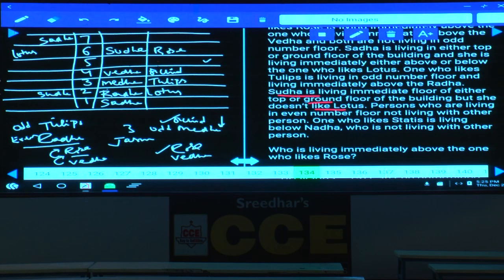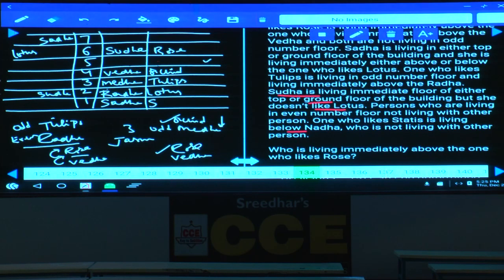As status is below this Nada, then what is the possibility for this status and Nada here? The one who likes status is living below Nada. Then tell me what is this one? And this Nada is not living with another person. Then what is the possibility we can have here? Now, the word immediate is not given for status. As the word immediate is not given, then it could be anywhere.